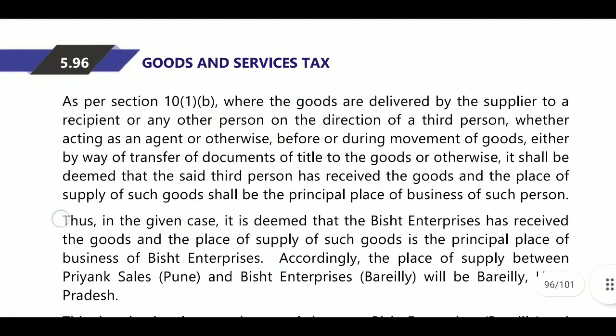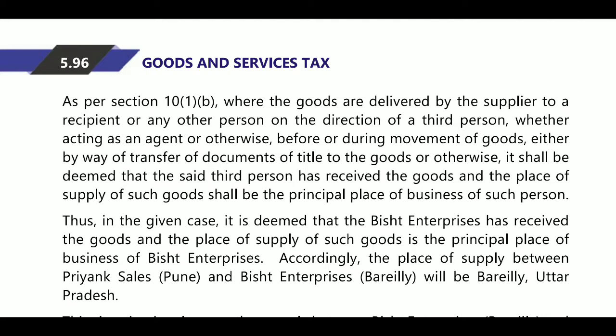So in this case, as per Section 10, where goods are delivered by the supplier to a recipient or any other person on the direction of a third person, whether acting as agent or otherwise, before or during movement of goods, either by way of transfer of documents of title of goods or otherwise, it shall be deemed that the said third person has received the goods, and the place of supply of such goods shall be the principal place of business of such person.